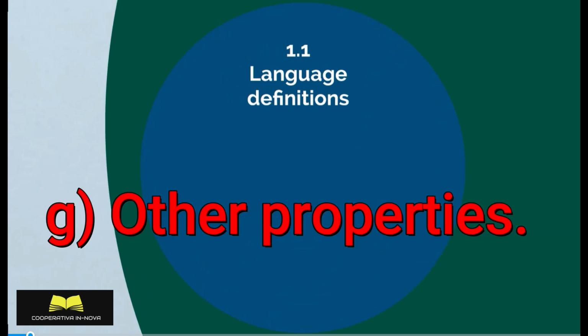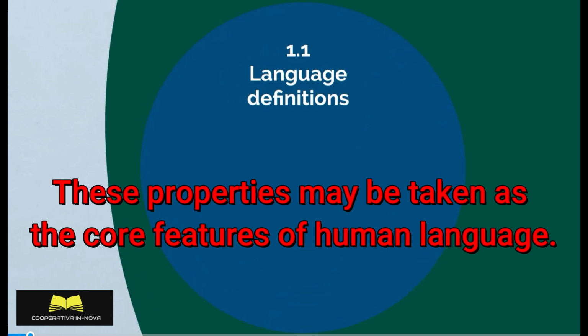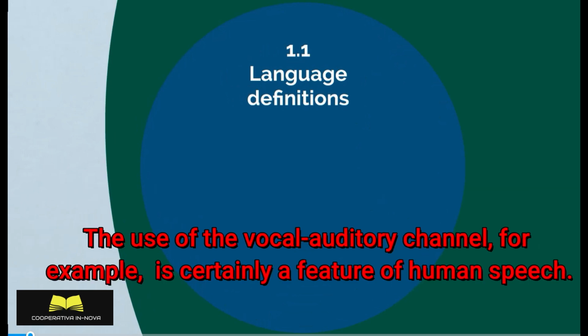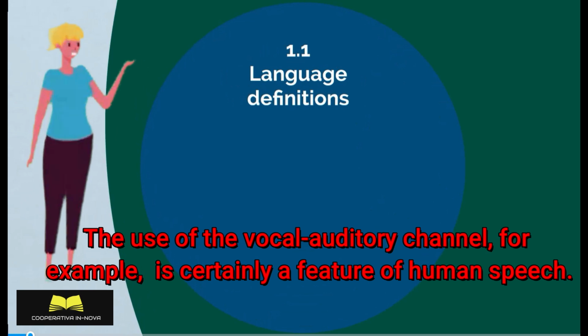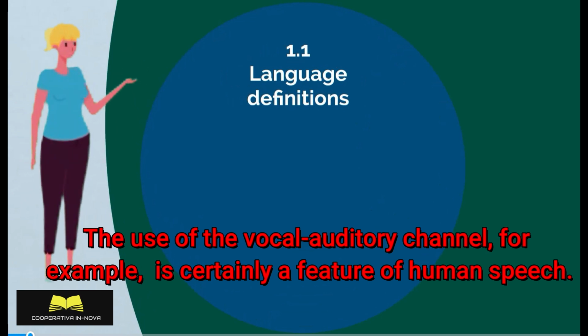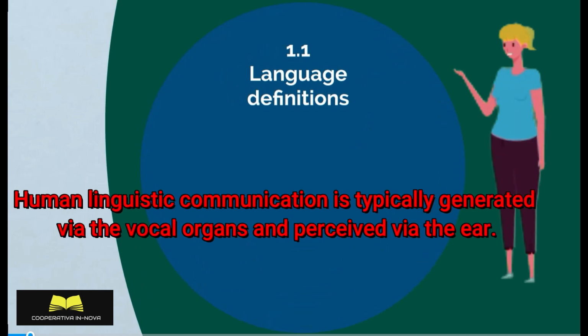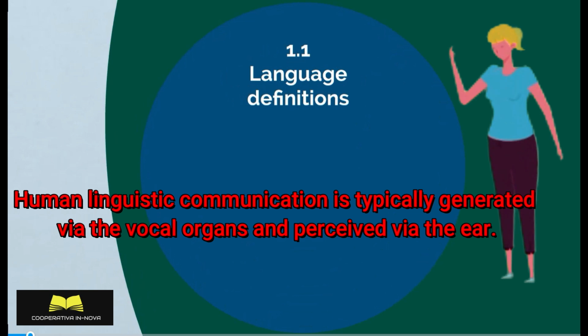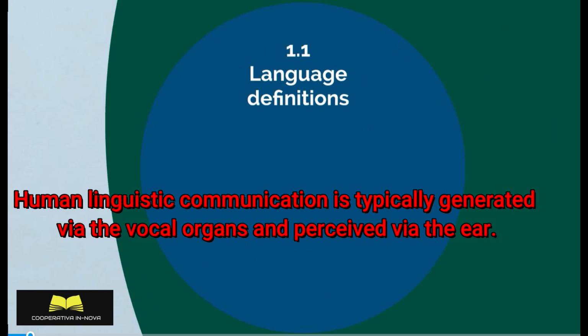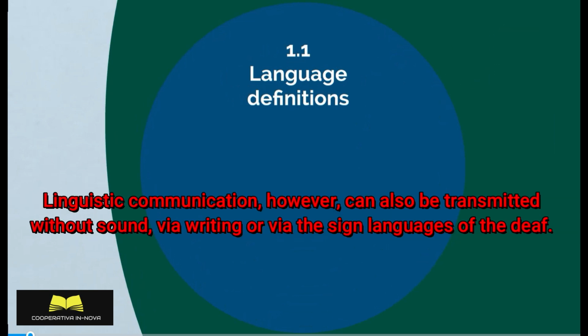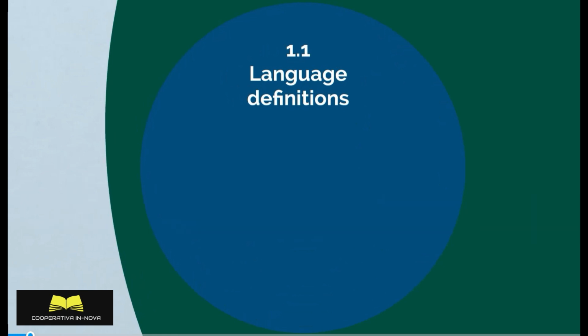G. Other properties. These properties may be taken as the core features of human language. The use of the vocal auditory channel, for example, is certainly a feature of human speech. Human linguistic communication is typically generated via the vocal organs and perceived via the ear. Linguistic communication, however, can also be transmitted without sound, via writing or via the sign languages of the deaf.